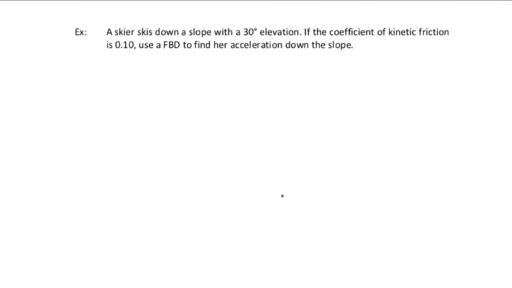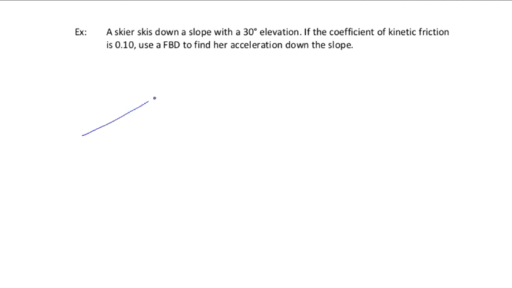Let's look at another example. This is a Newton's second law type problem that incorporates friction. We've got a skier skiing down a slope with a 30-degree elevation. We're given the coefficient of kinetic friction, and we're asked to find the acceleration. Notice that we're not given the mass, which implies that we are not going to need it.